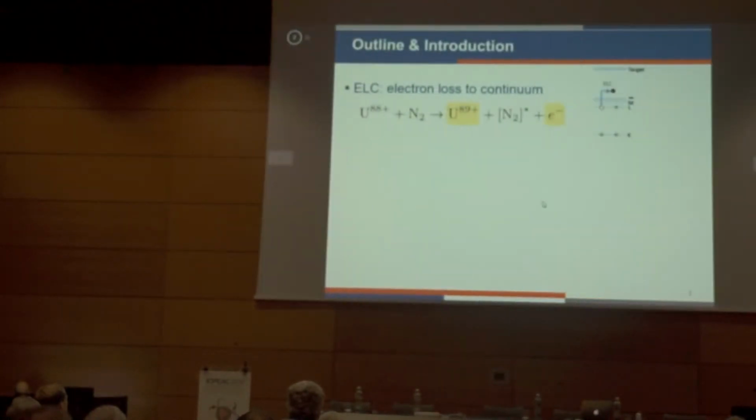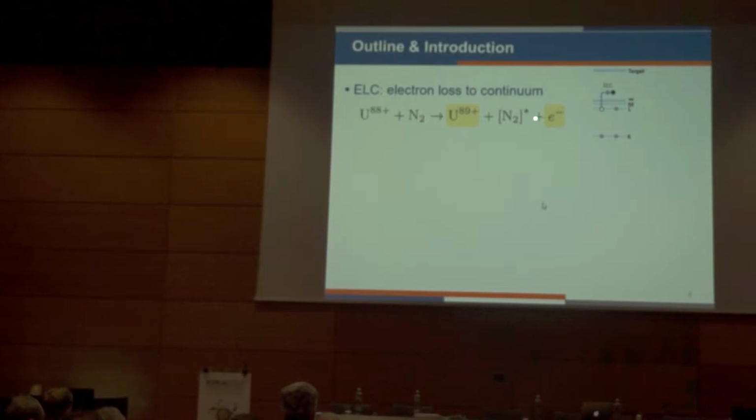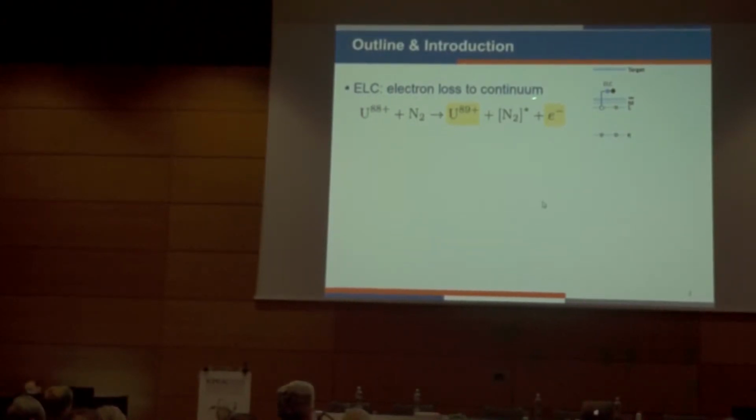So, in my case, we used uranium-88 plus ions, so a beryllium-like 4-electron system, colliding with a nitrogen target. And our aim was to look at electrons that are emitted, so-called cusp electrons. And there are 3 processes where these electrons can be observed. In this system, the electron can either be ionized from the projectile. That's what we call electron loss to continuum.